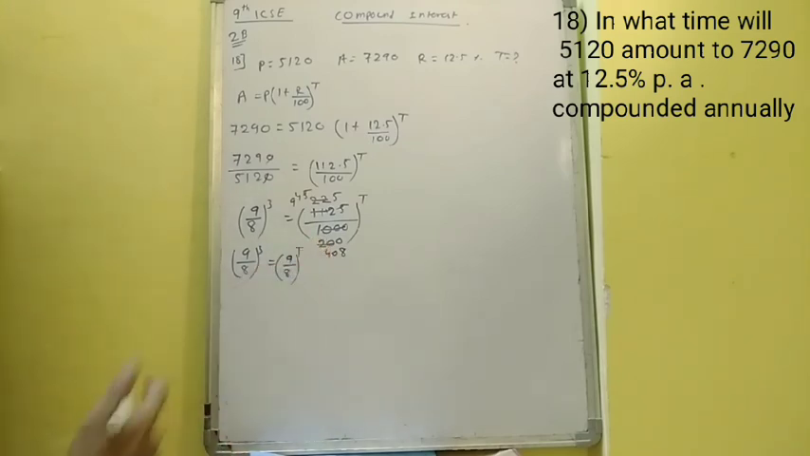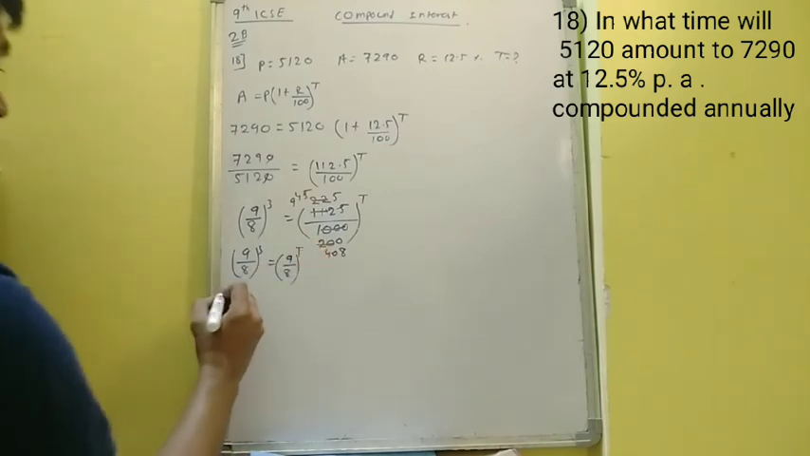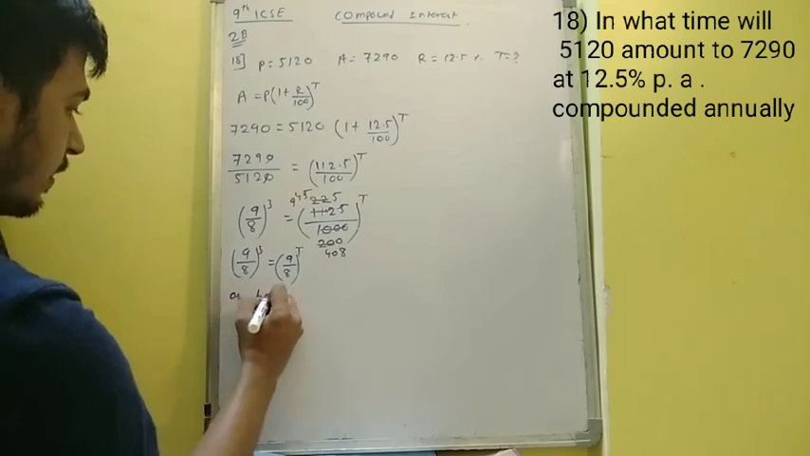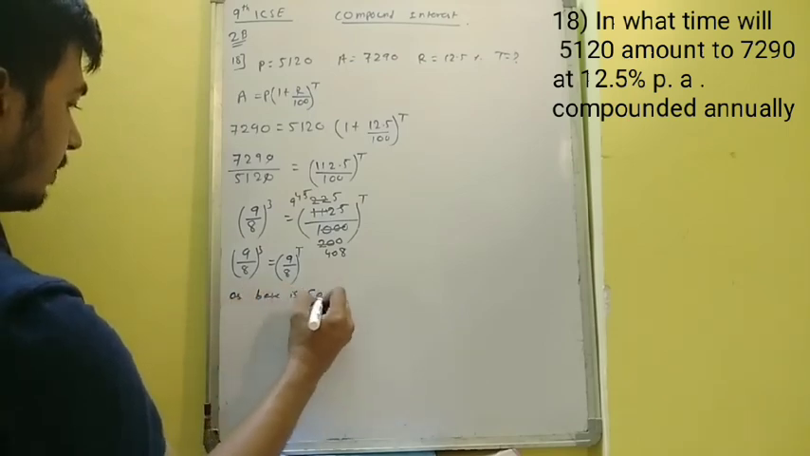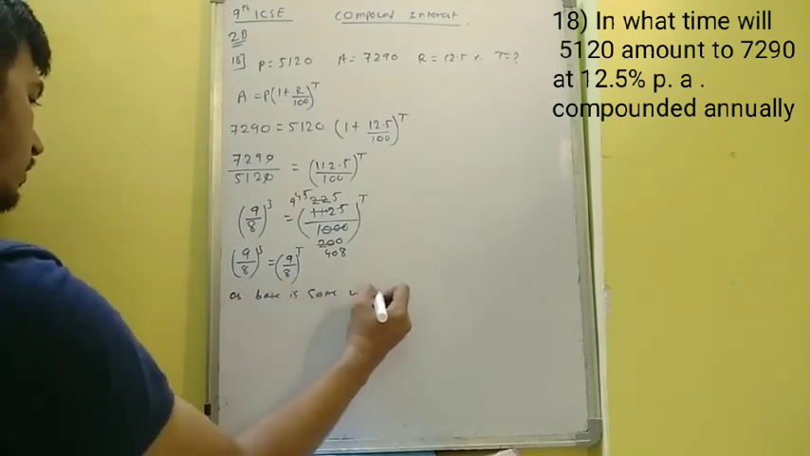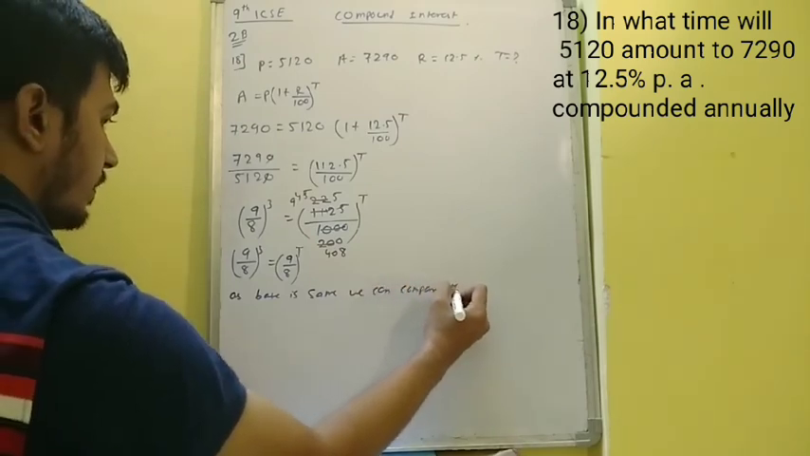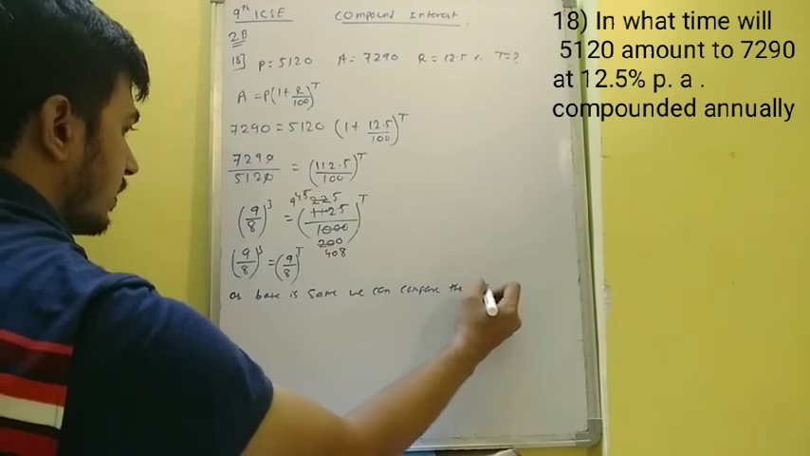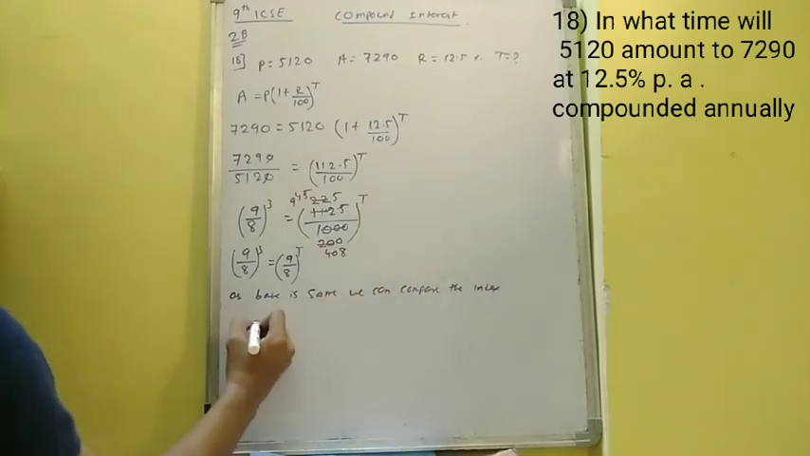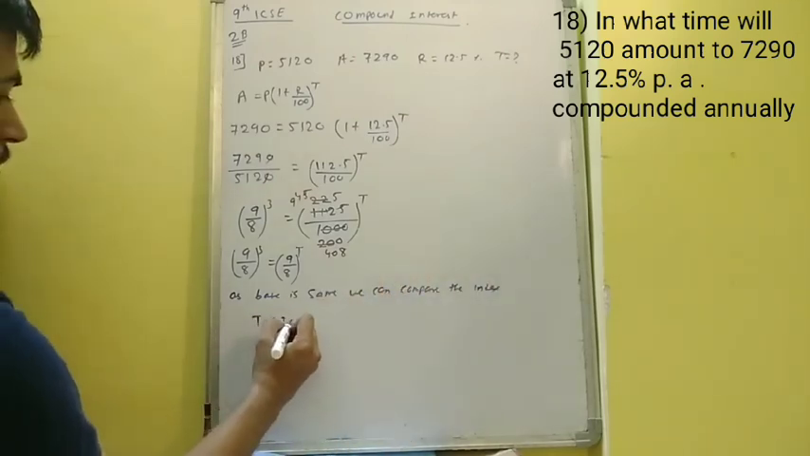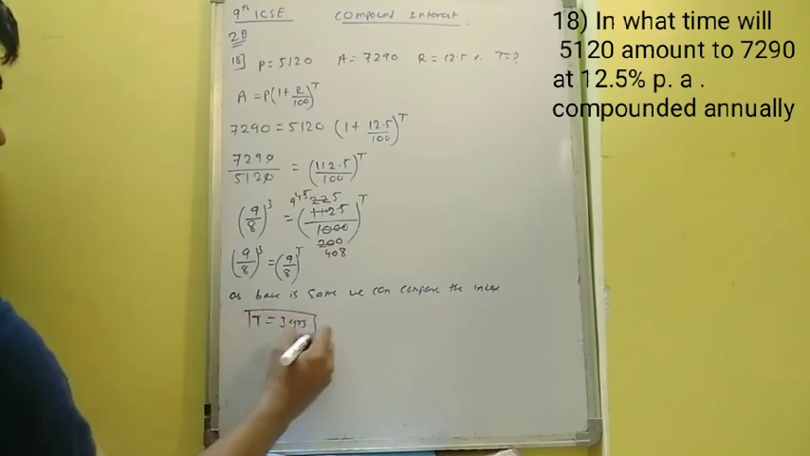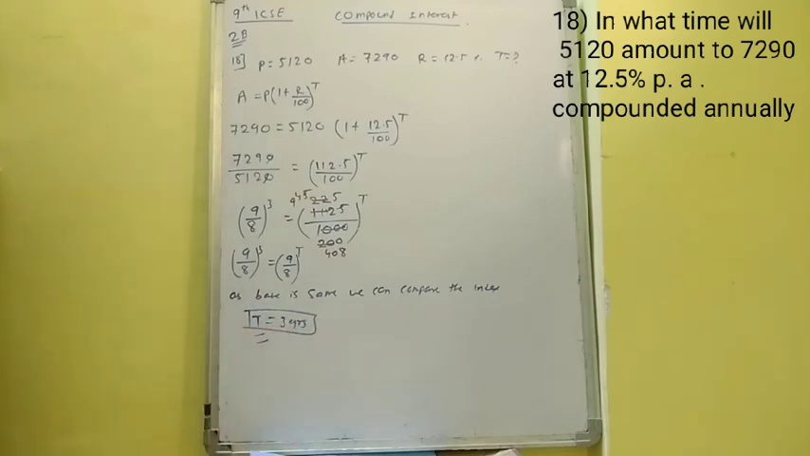As the base is the same, we can compare the index. So time is equal to 3. Yes, it was a very interesting question. You also solve it properly.